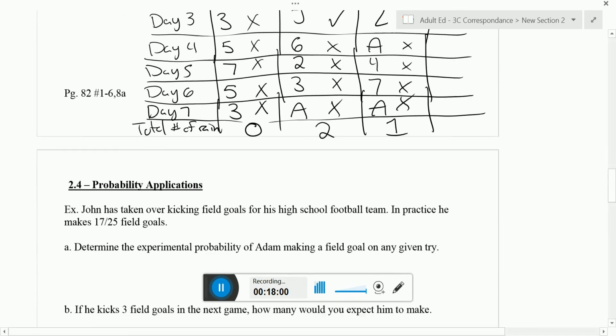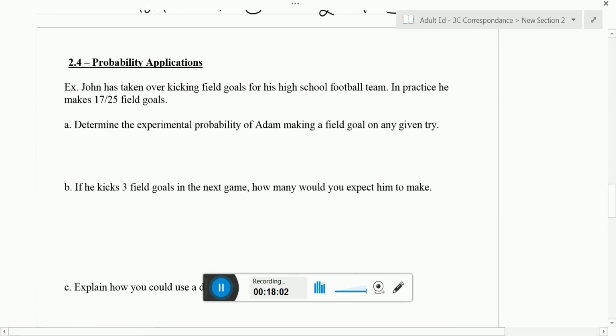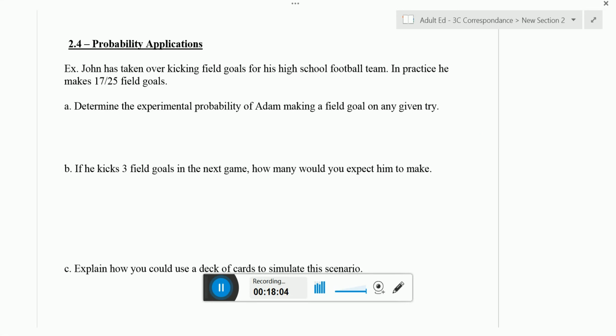Now the last part of this note is probability applications. So this is looking at real world applications of probabilities and analyzing those applications and whether those probabilities would carry over.